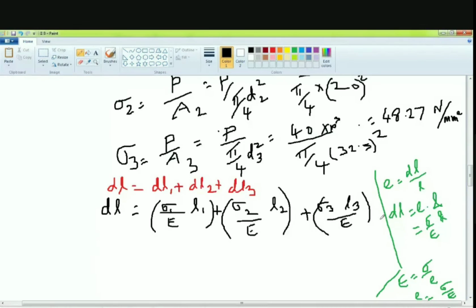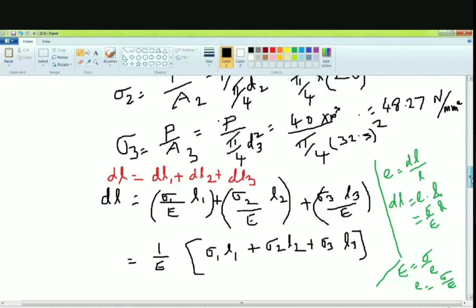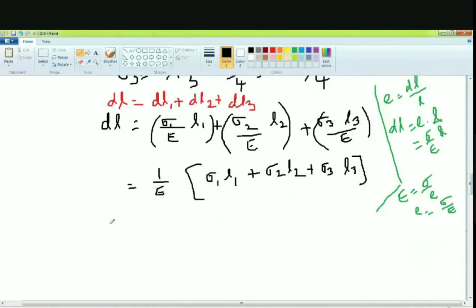Okay. So here E is a common term everywhere now. Shall I take E outside? So what is the remaining thing? Sigma 1 L1 plus sigma 2 L2 plus sigma 3 L3. So our work becomes very easy. Why spend the time with the calculator? Is it okay? Yes or no?